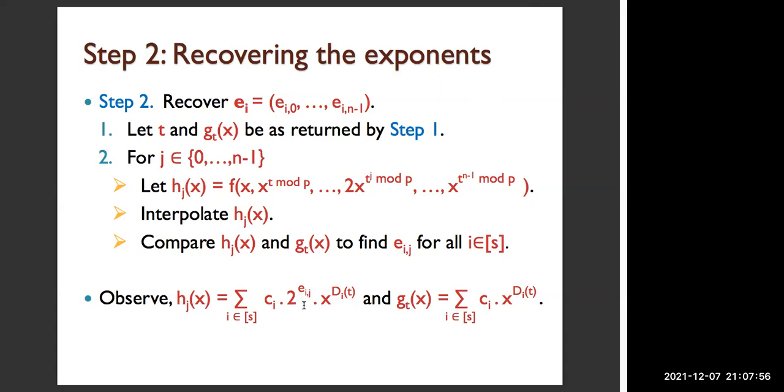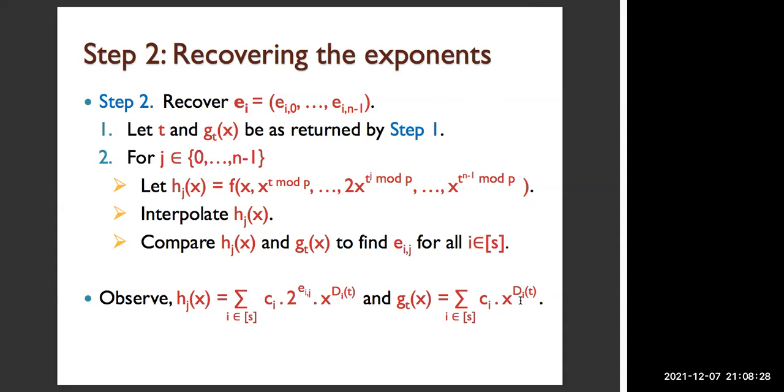So it will look pretty much the same as the coefficient vectors of GTX, except that I'll now have a 2 power EIJ scaling factor, right? And now by comparing the coefficients of AJ and GT, I would be able to discover EIJ. Coefficient-wise, because all the degrees are different, right?